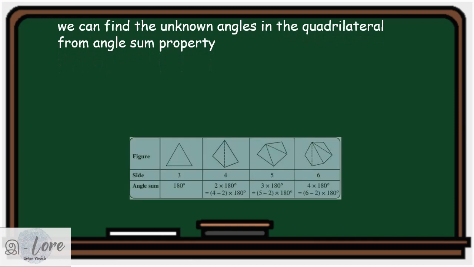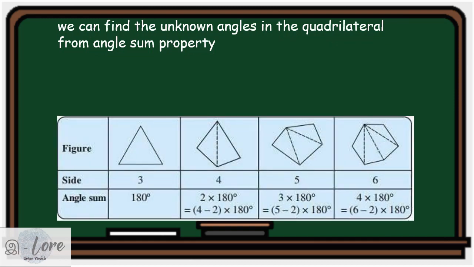For example, the first figure has three sides. I hope you know that it is a triangle. The angle sum property of a triangle is 180 degrees. The second figure has four sides, that is a quadrilateral. It is divided by a diagonal into two triangles. Each triangle has 180 degrees as its measure. So 180 plus 180, which is 2 into 180, gives the answer 360.